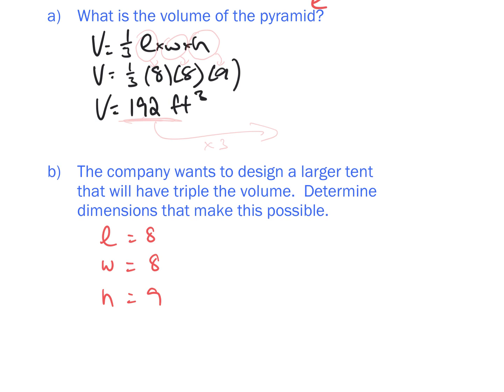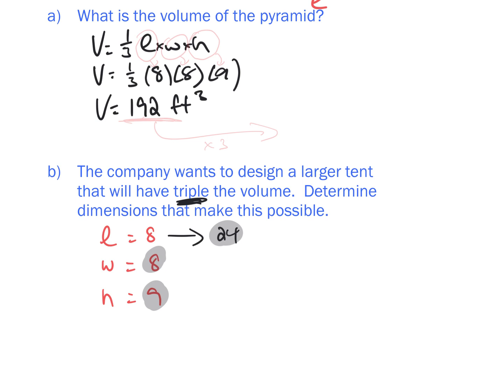What you want to do instead is alter either the length or the width. So it doesn't matter which one. So why don't we take the length, and if we want to triple something, that means we want to multiply it by 3. So why don't we try to multiply 8 by 3? What's 8 times 3? 24. So now why don't we try having a length of 24, a width of 8, and a height of 9.